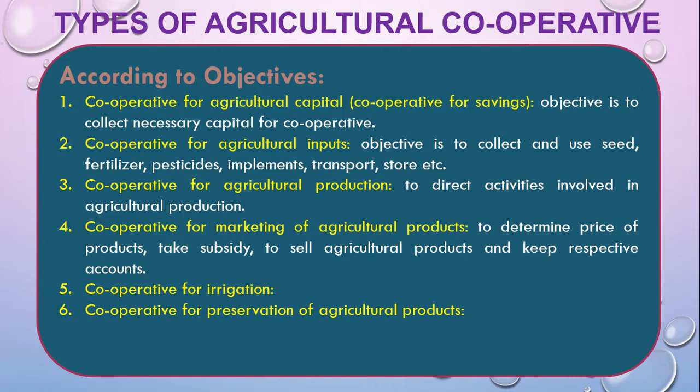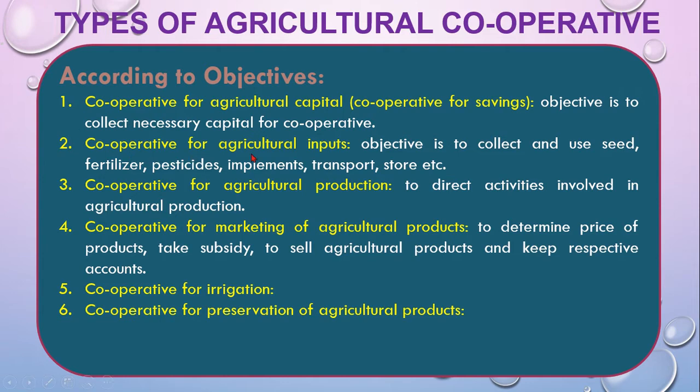So types of agriculture cooperatives, according to the objectives, there are some cooperatives. The first one is for agricultural capital. That means cooperatives for savings, and the objective of this is to collect some necessary capital for cooperatives, and then they can use this in future.